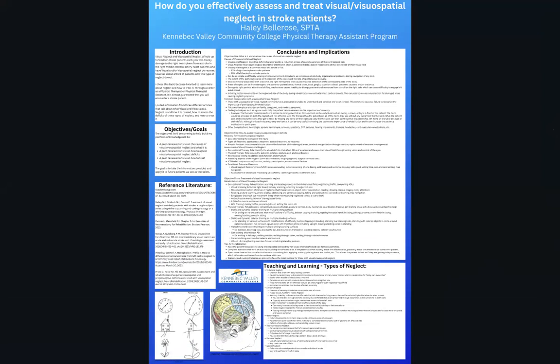So visual spatial neglect is a cognitive deficit characterized by a reduction or loss of spatial awareness of the contralateral side. And visual neglect is a disorder of attention in which a patient exhibits a lack of response to stimuli in one half of their visual field. Visual spatial neglect is a common result of a stroke or a TBI.